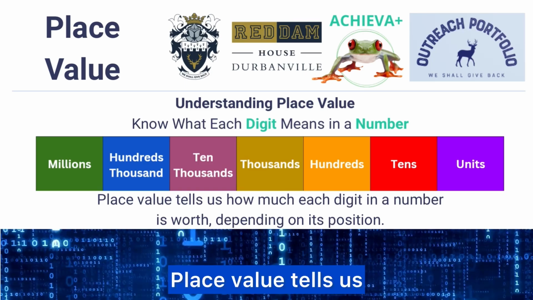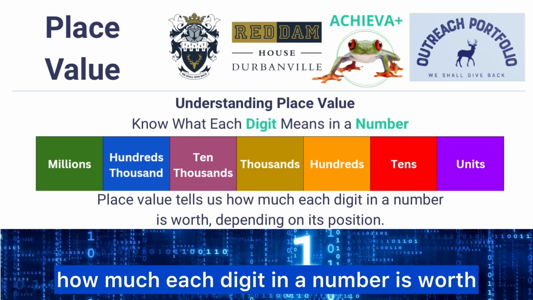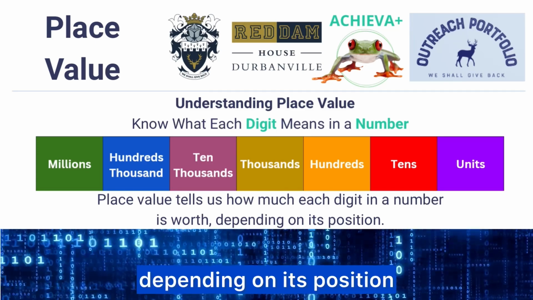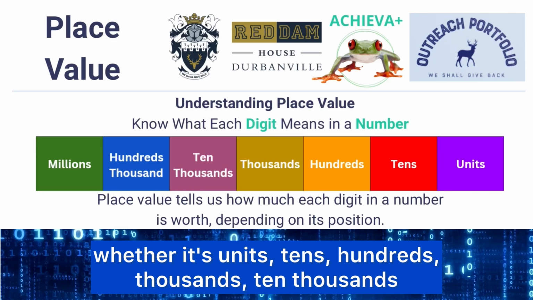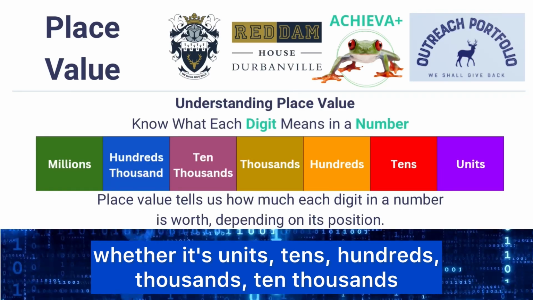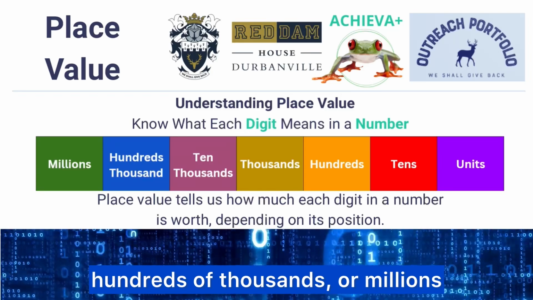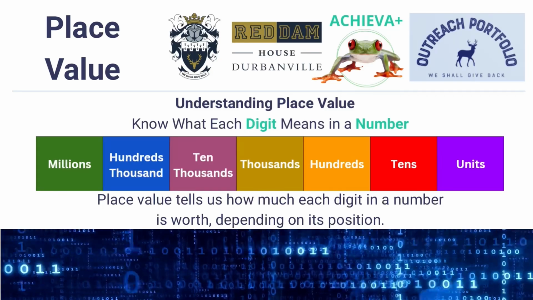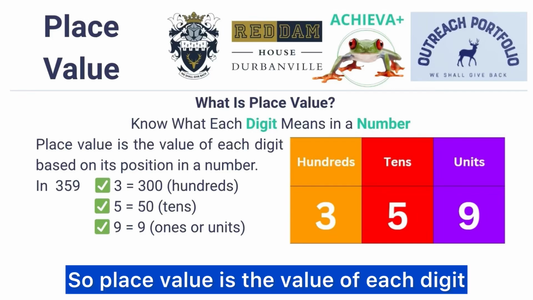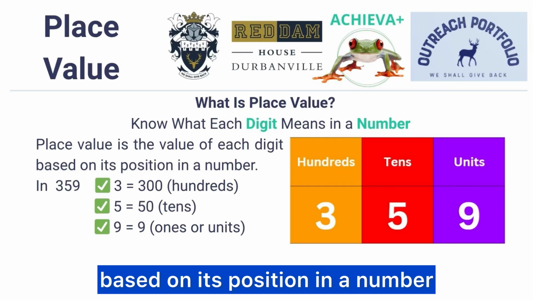Place value tells us how much each digit in a number is worth, depending on its position, whether it's units, tens, hundreds, thousands, 10,000s, hundreds of thousands, or millions, or even bigger. So, place value is the value of each digit based on its position in a number.